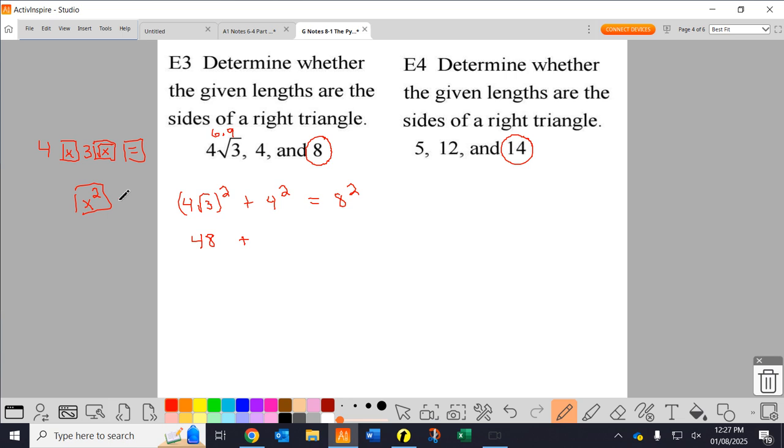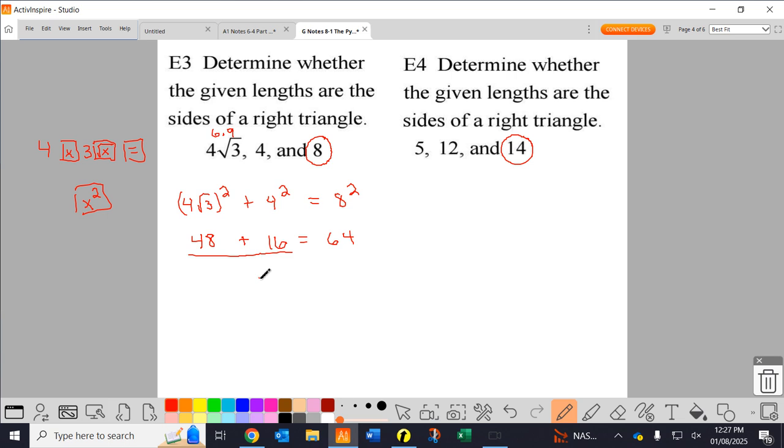16. What's 8 squared? 64. So now your job is to add these two together. What's 48 plus 16? It is the same. So if they're the same, and it's 64 equals 64, is it a right triangle?